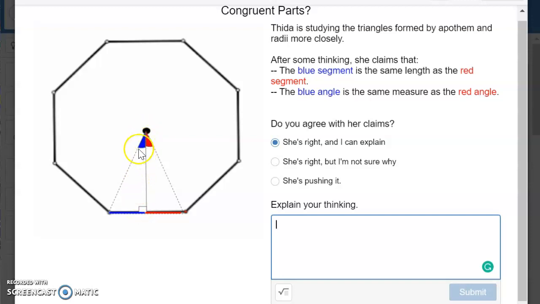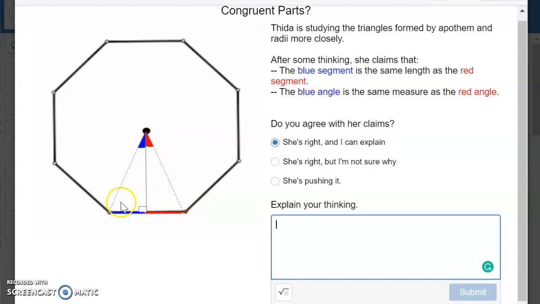Because what we're told is that this is a regular polygon. So if it's a regular polygon, then the radii are going to be the same. So the hypotenuse of these two triangles, the left triangle and the right triangle, are going to be the same. And we also have a shared side. That's a leg of a right triangle. So hypotenuse-leg congruence satisfies the triangle congruence. That means the triangle on the left is congruent to the triangle on the right.